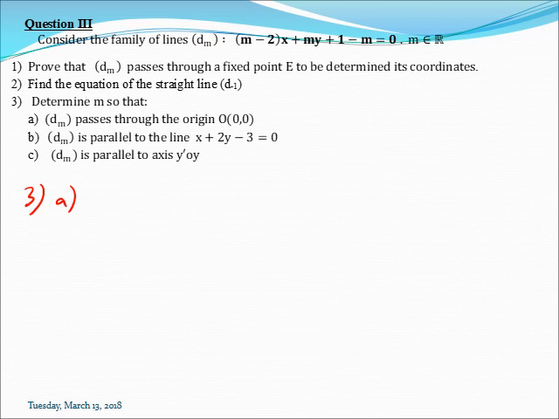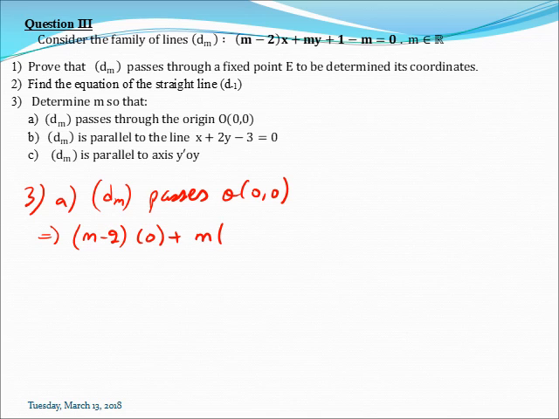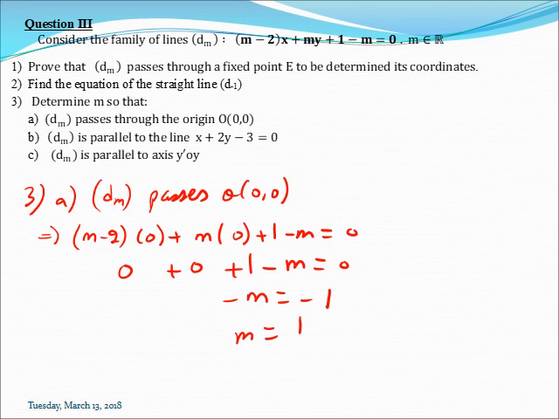3a. DM passes through the origin 0, 0. So m minus 2 x is equal to 0, m y is equal to 0, 1 minus m equals 0. At 0, 0: 1 minus m equals 0. So minus m equals minus 1, m equals 1.